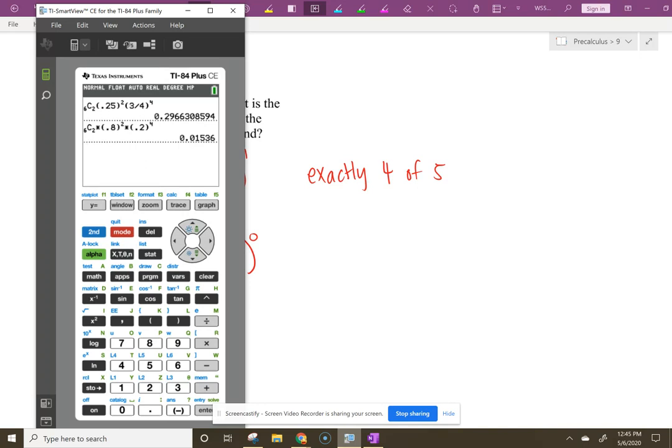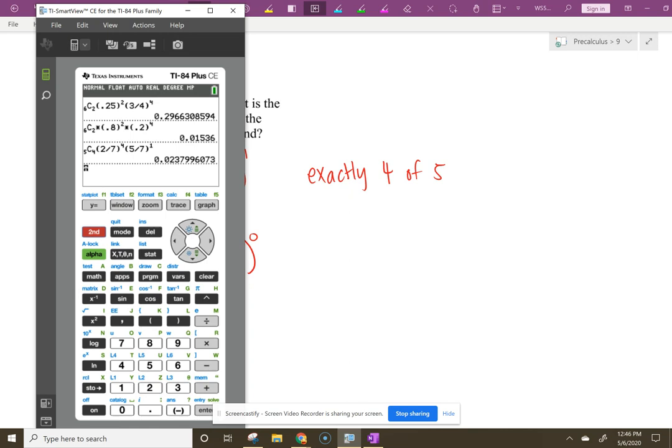So how could I do that? I would go, what was it? 5, math over to PRB, C4, and then it was 2 7ths, 2 7ths 4 times, and 5 7ths 1 time. And there's the probability of that. And I would add to that this other probability.